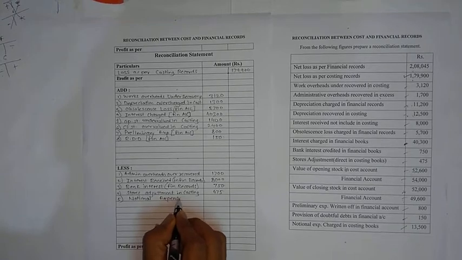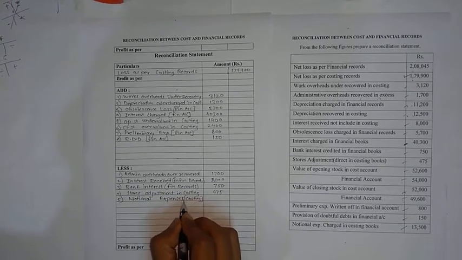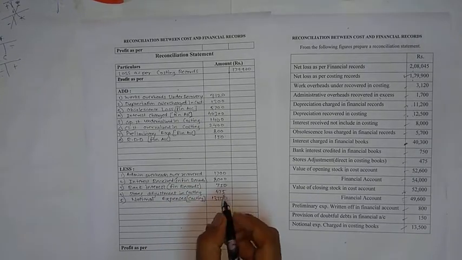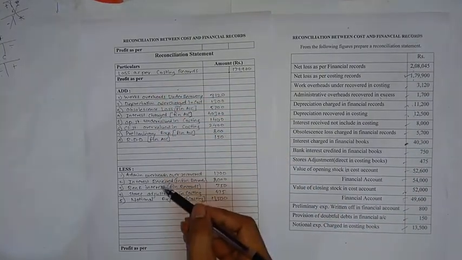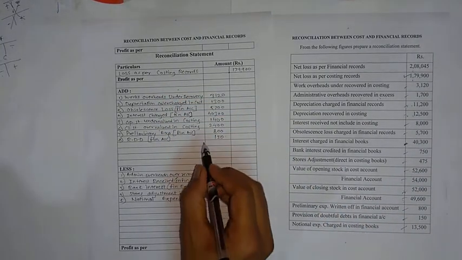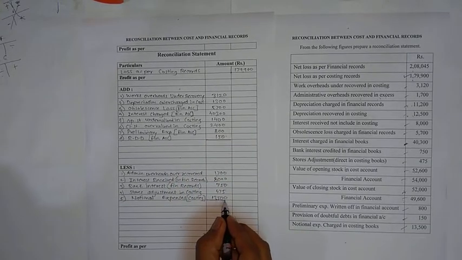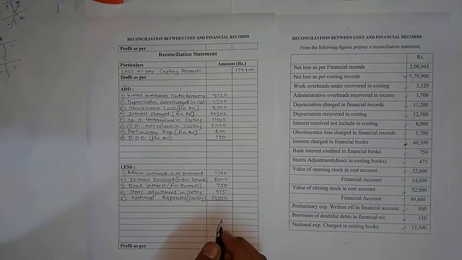So notional expenses only in costing 13,500. So all these transactions are recorded either in add or in less side. Now we will take total of all add items and total of all less items, and then we will find out whether there is profit or loss as per financial records.